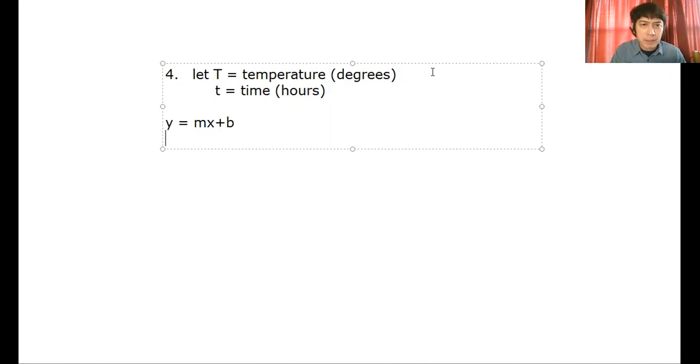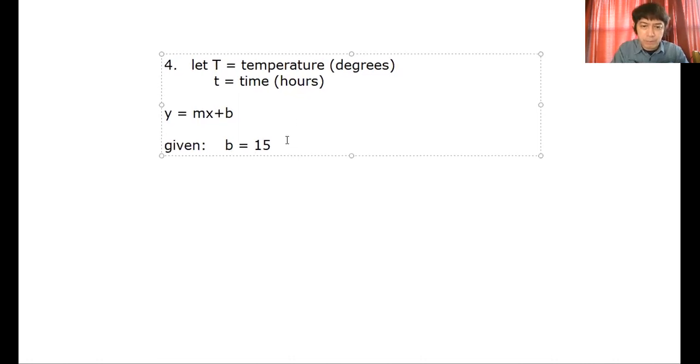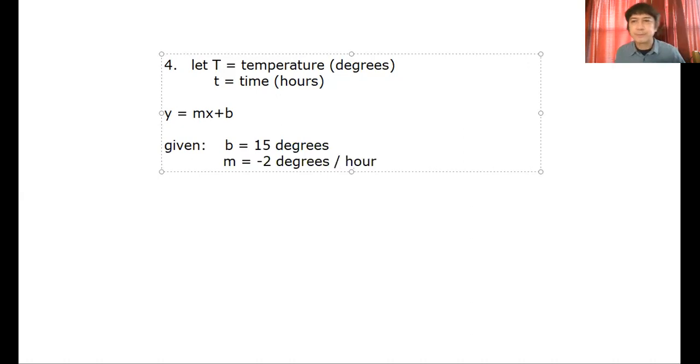But before that, let's have our given. Our given, which is the y-intercept, the initial temperature, is given at 15 degrees. And the slope: the temperature is going down, going to the evening, so this is by about 2 degrees. That will be negative, and this will be 2 degrees per hour there.